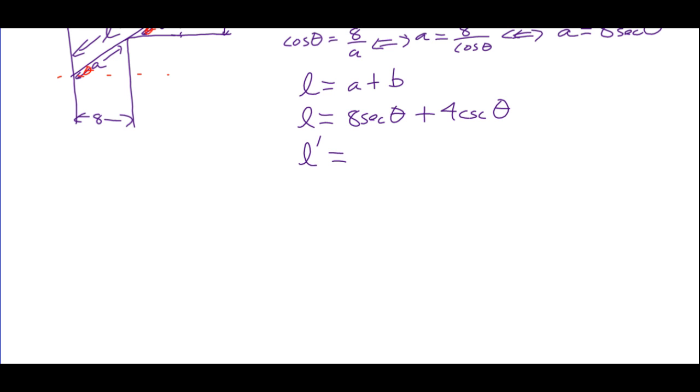All right, so what do we got? We got 8 secant theta tan theta minus 4 cosecant theta cotan theta. And we're going to set that equal to 0, right?